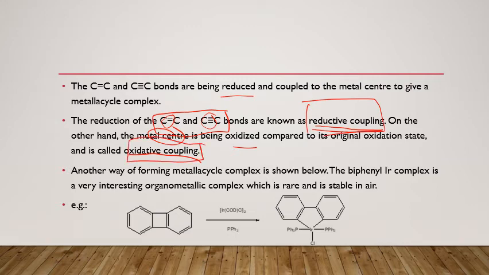Another way of forming a metallocycle is shown below. The biphenyl iridium complex here is very interesting. This is the biphenyl iridium complex. It is a rare and interesting complex that is stable in air, where the compound here is added to the iridium complex, and then they form the biphenyl iridium complex.